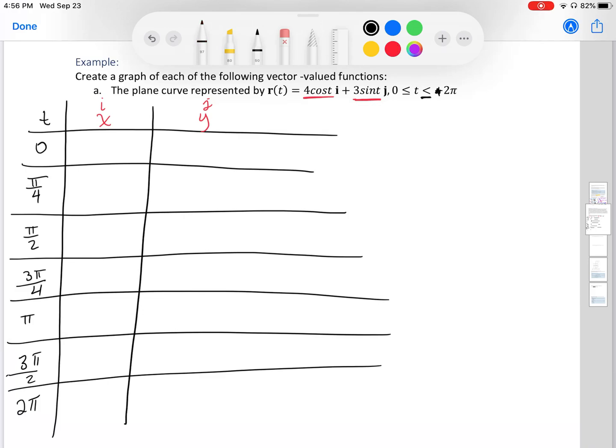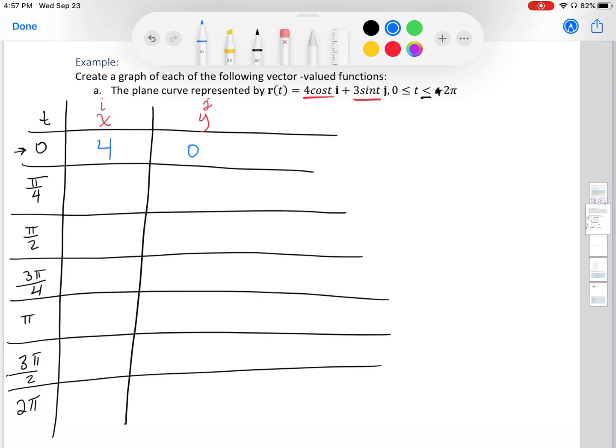All right, so when we plug in 0, what do we get? If I plug in 0, I get 4 cosine of 0, which is 1. So I have 4 times 1, so I get 4i. When I plug it into my second term, 3 times sine of 0, j, sine of 0 is 0, so we just get 0.